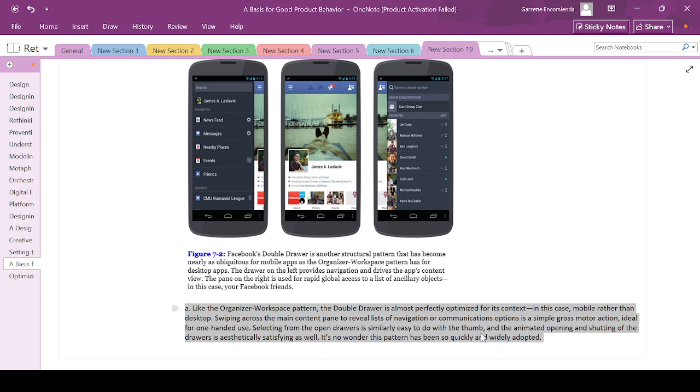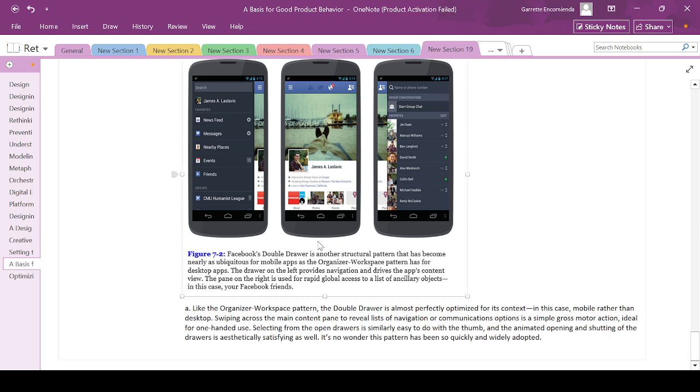It allows you to see where you are at present and from the past. It's no wonder this pattern has been so quickly and widely adopted. So it's optimized for that context, in this case, mobile rather than desktop. As you can see, it depends on the context that this pattern or idiom became useful. Here, a simple gross motor action, ideal for one-handed use, and then selecting from the open drawer is similarly easy to do with just a thumb.